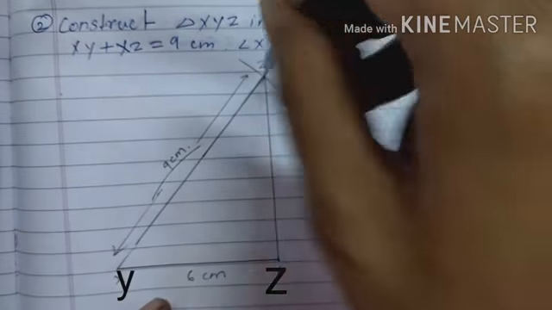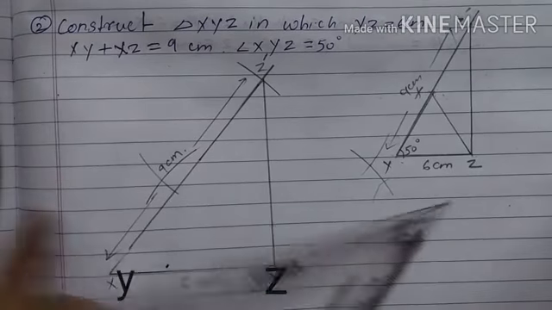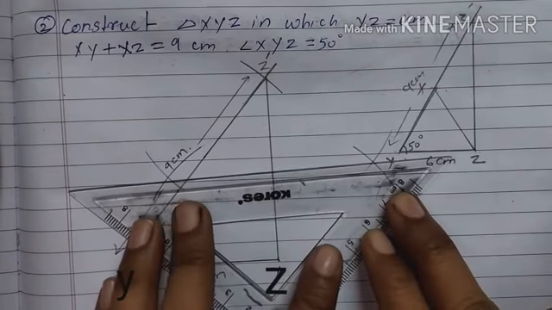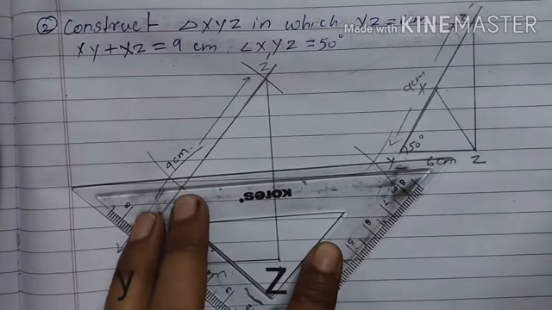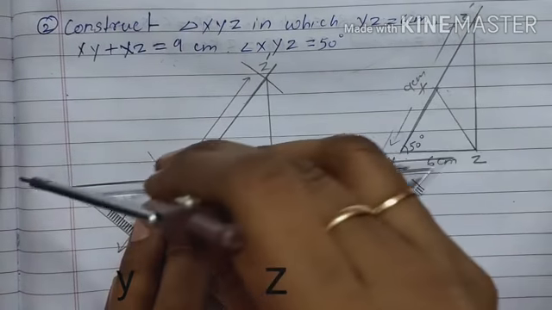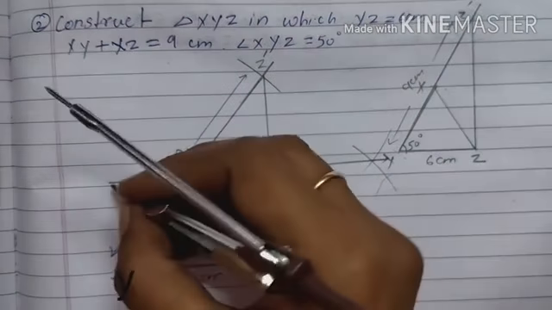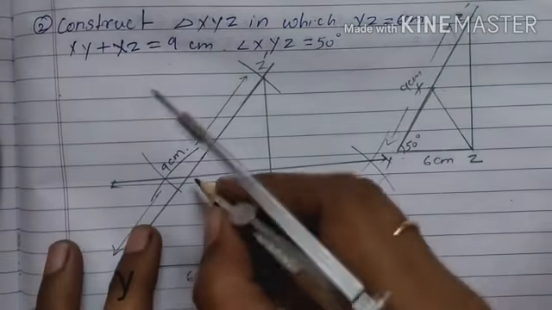Okay. Now draw the perpendicular bisector of XZ dash. Same method. First of all, take more than half distance on a compass. Place the tip of the compass on first point. Draw two arcs above and below. Then place the tip of the compass at another point and cut that arc. Then you get the perpendicular bisector.